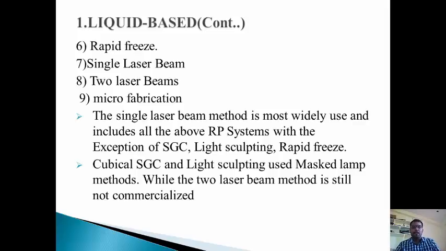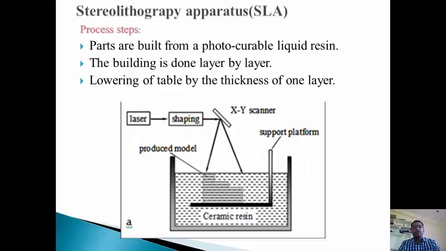liquid based systems. The single laser beam method is mostly used in all the processes except some, like solid ground curing, light sculpturing and rapid freezing. Solid ground curing and light sculpturing use mask lamp methods, while the two laser beam method is still not commercialized. The first example for the liquid based is the stereolithographic process.